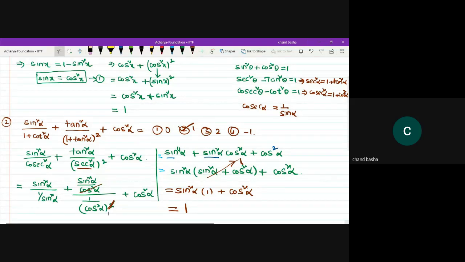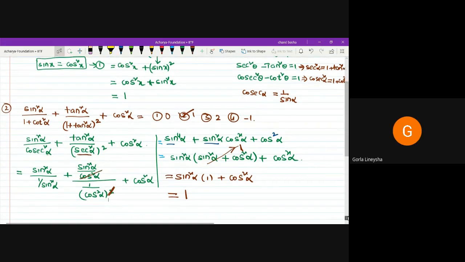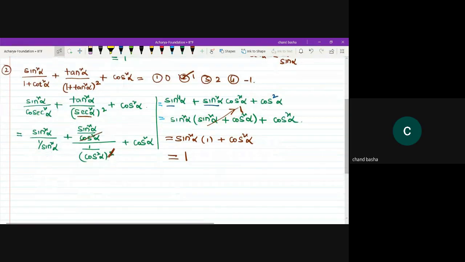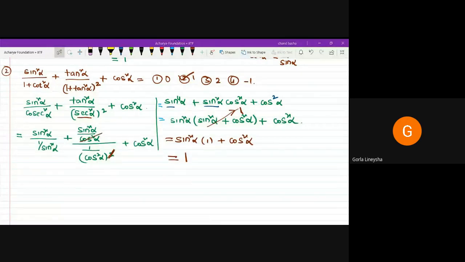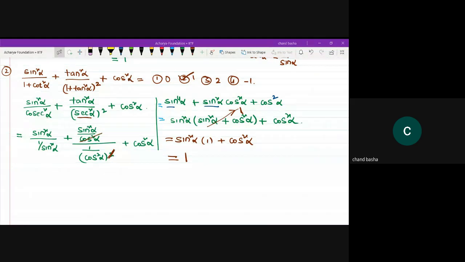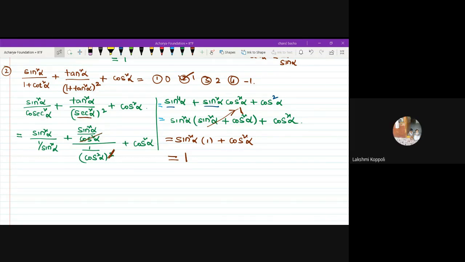Problem number 3. Sir, instead of taking sine square theta as common, can't we take cos square, sir? If you take cos square, what happens? You will get 1 plus sine square, and I don't have any formula for that. If I take cos square, I'll get sine square alpha plus 1. I don't have any property for sine square alpha plus 1.